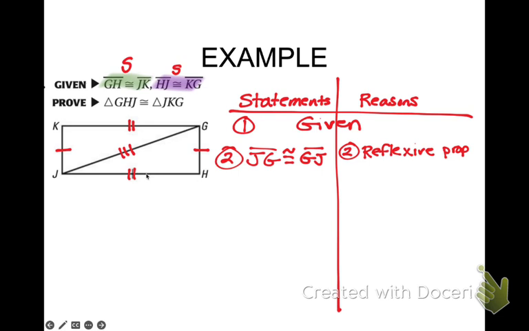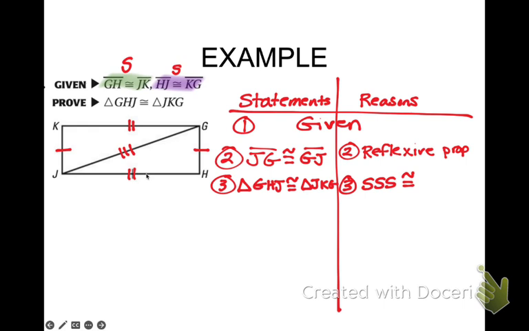Now do you have 3 sets of congruent sides? Yes. So I'm done. So now I can say that my triangles are congruent because of side, side, side congruence, which means over here I'm going to state which triangles are congruent, which is just my prove line. So GHJ is congruent to triangle JKG.